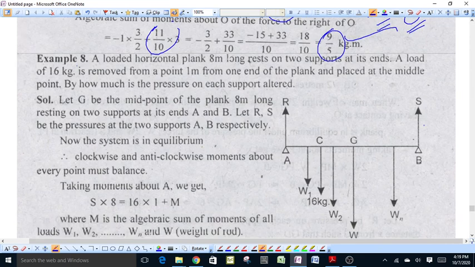See this example. A loaded horizontal plank 8 meter long rests on two supports at its ends. Suppose AB is the plank and it rests at points A and B. Therefore, reactions at A and B will act vertically upward because weights and load on the plank act vertically downward. A load of 16 kg is removed from the plank at a point 1 meter from one end of the plank and placed at the middle point. By how much is the pressure on each support altered?